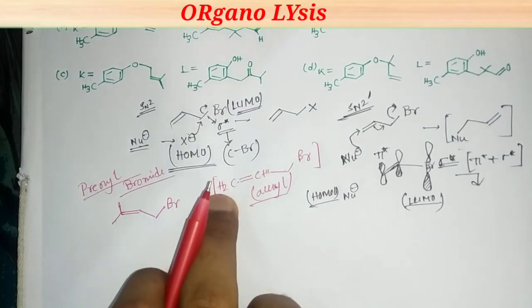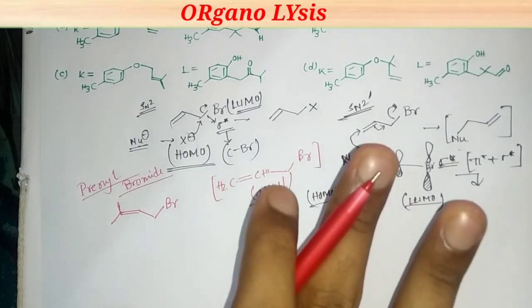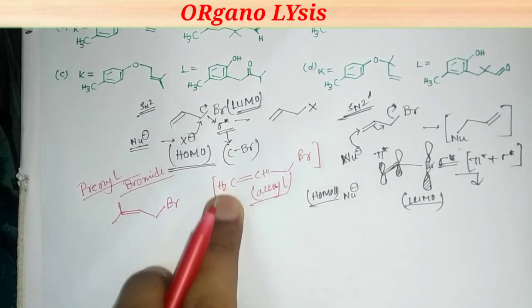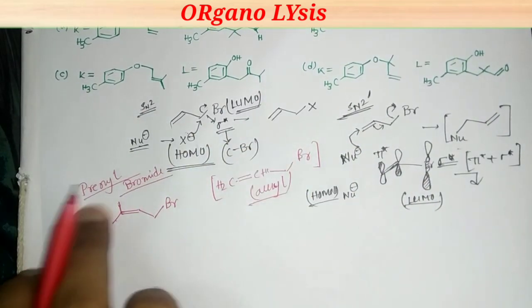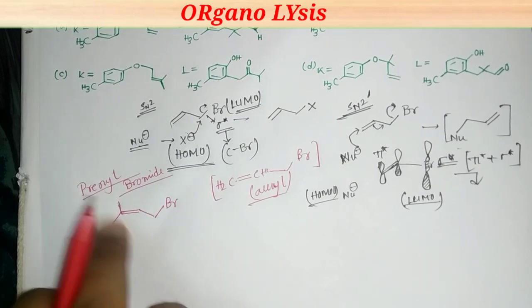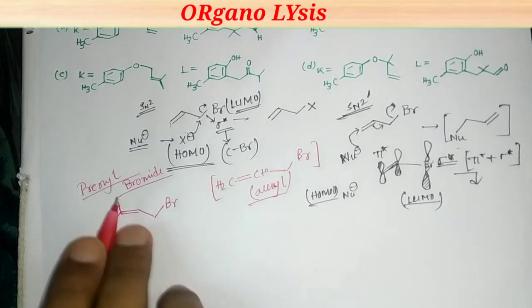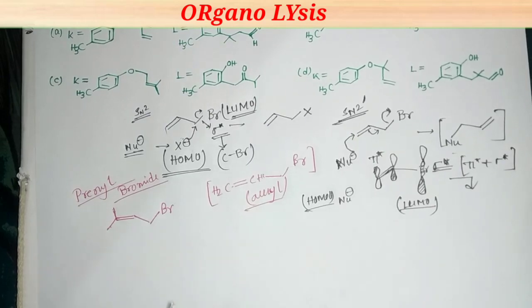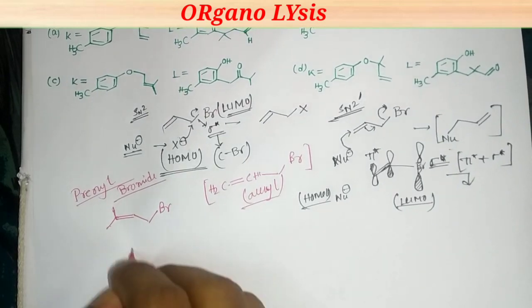So allyl is only said when no substitution has occurred, and only two hydrogens are present. So this is called your allyl group. But when these hydrogens are substituted by the methyl groups, then that is called prenyl bromide. Okay, now we all know the nucleophile.